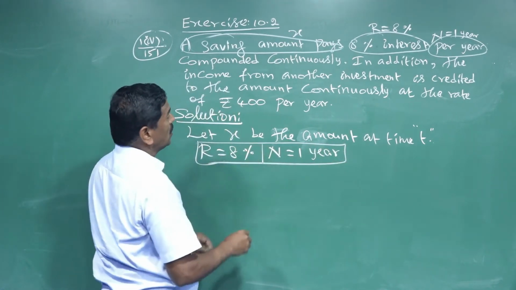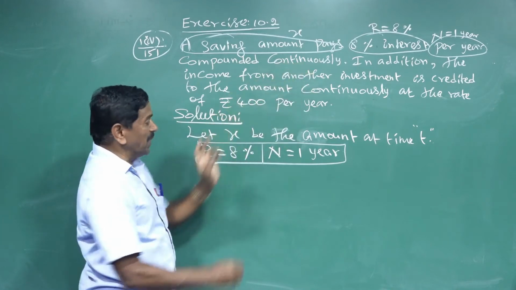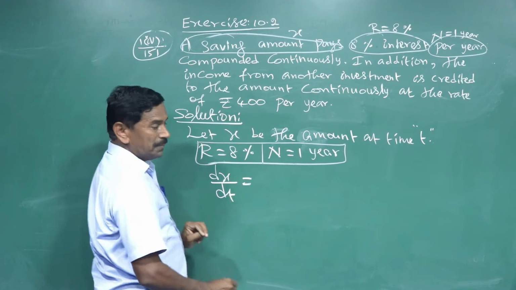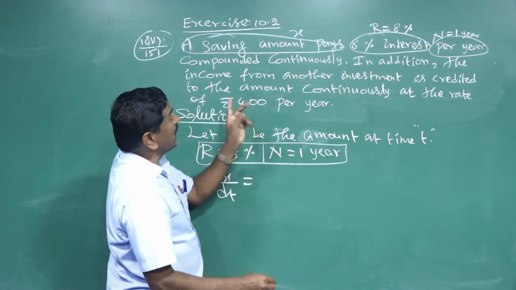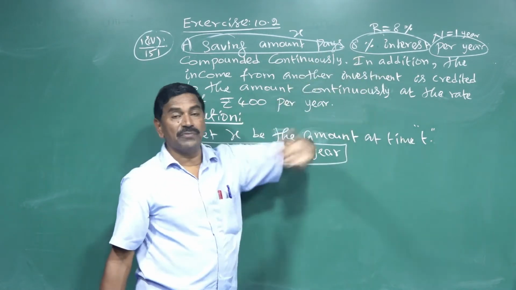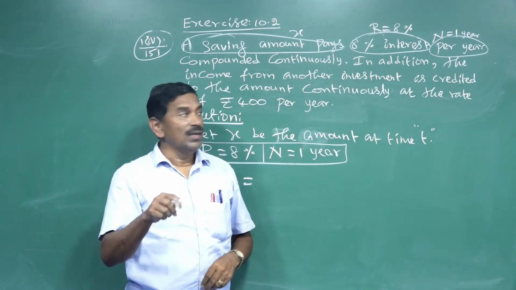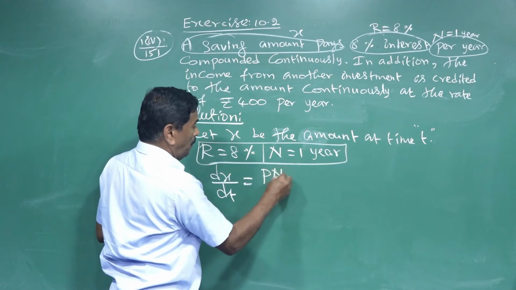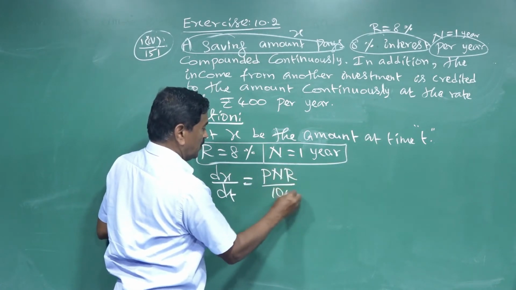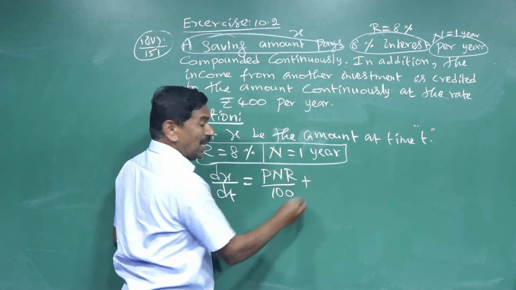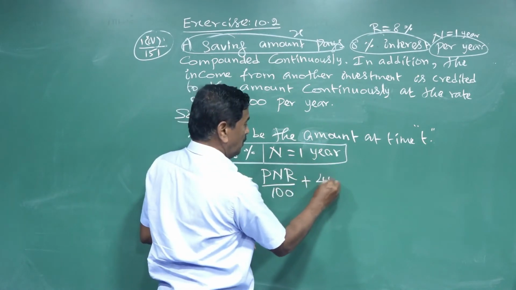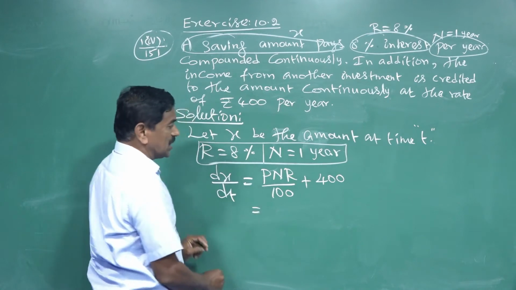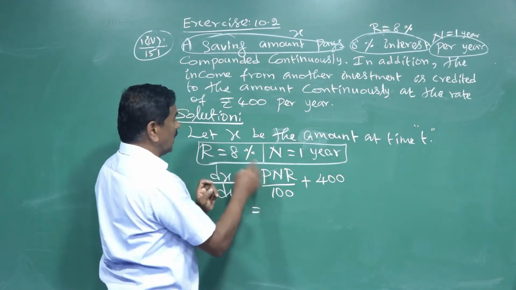Now, as per the information, dx by dt is equal to, we know that the interest, that is simple interest formula. Yes, simple interest formula is PNR by 100. So which is equal to PNR by 100 plus rupees 400. That's all. Now just a substitution, where P is equal to principal.